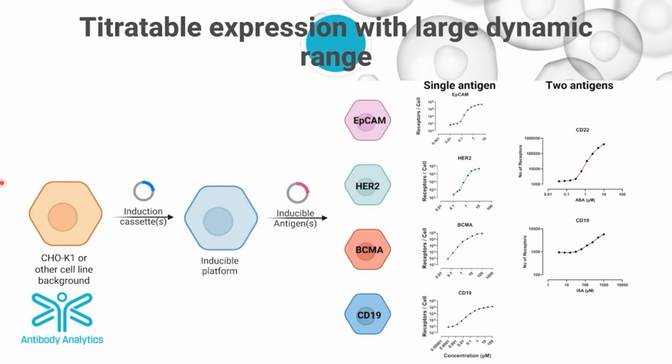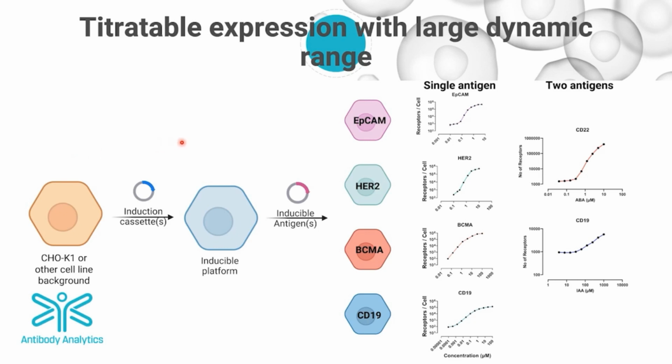To build the system, we use the CHOK1 cell line as our background. The reason we chose this is that it's a non-human cell line, so obviously it doesn't express human antigens, therefore it functions effectively as a blank canvas.